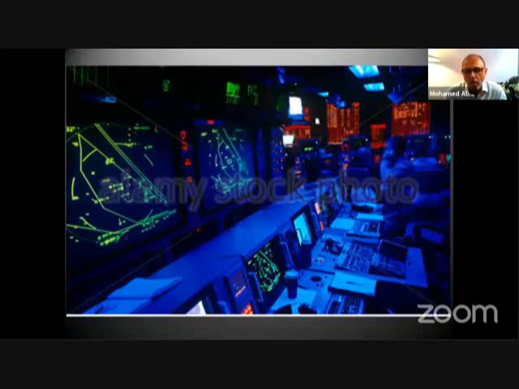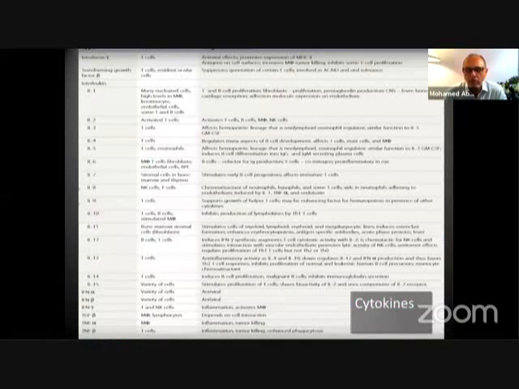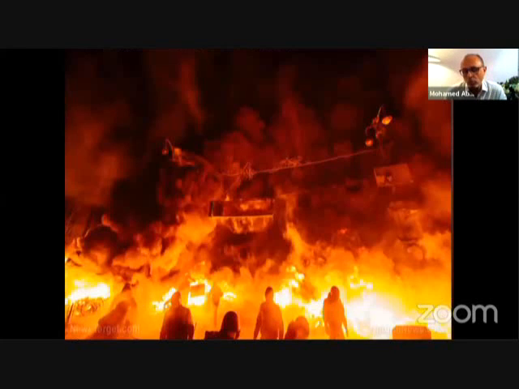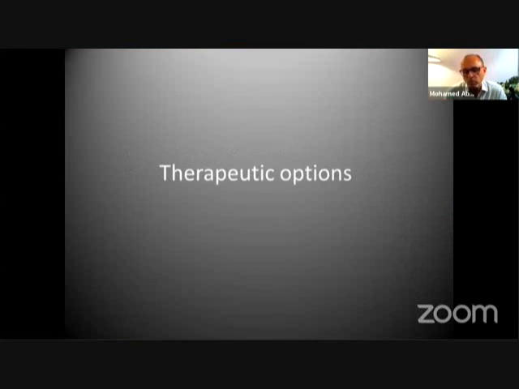It's like the operating room of a war. So these are the cytokines. Some of them are pro-inflammatory, some of them are anti-inflammatory, and it is the imbalance between the pro and anti that produces the inflammation, or the war. So we need to stop this war.